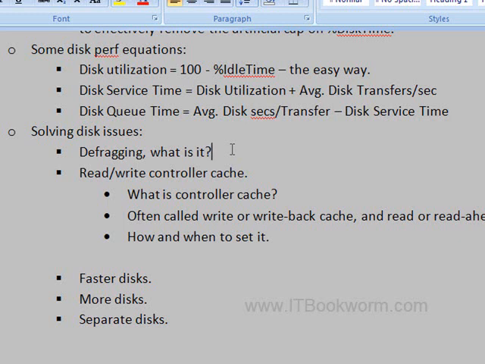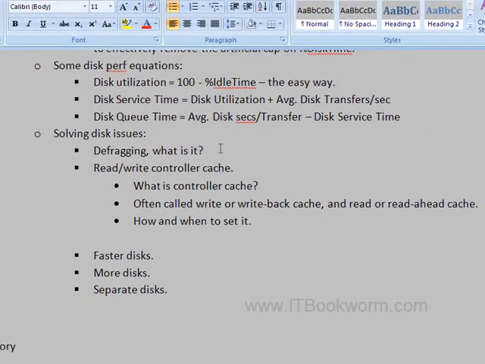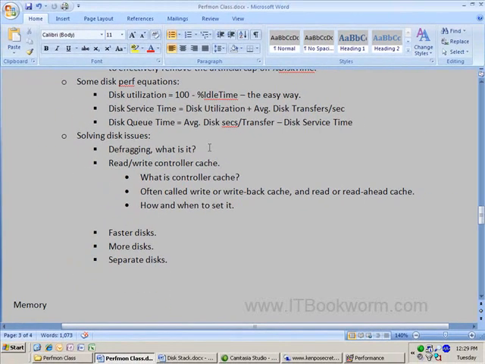But defragging is extremely important. Does everybody know what disk fragmentation is? What causes it? Everybody's up on disk fragmentation. Okay, good. So simply defragging is a really good way to decrease reads and writes, and you have fewer operations, and your disk queue goes away, right?